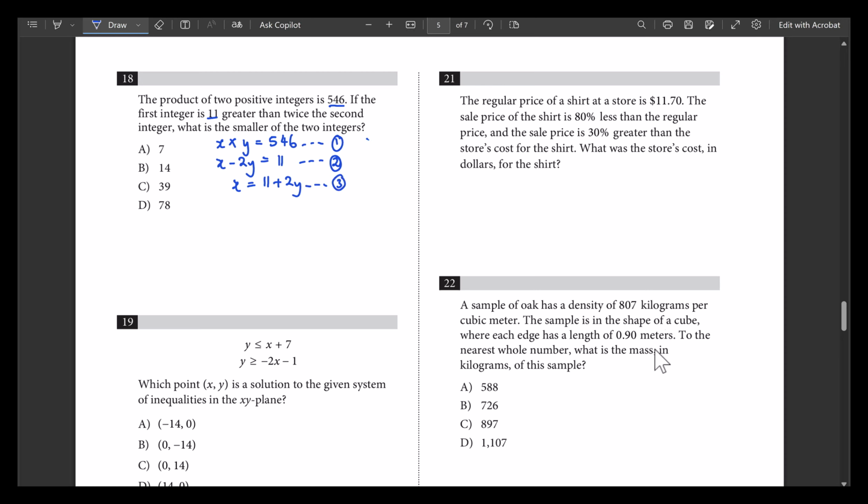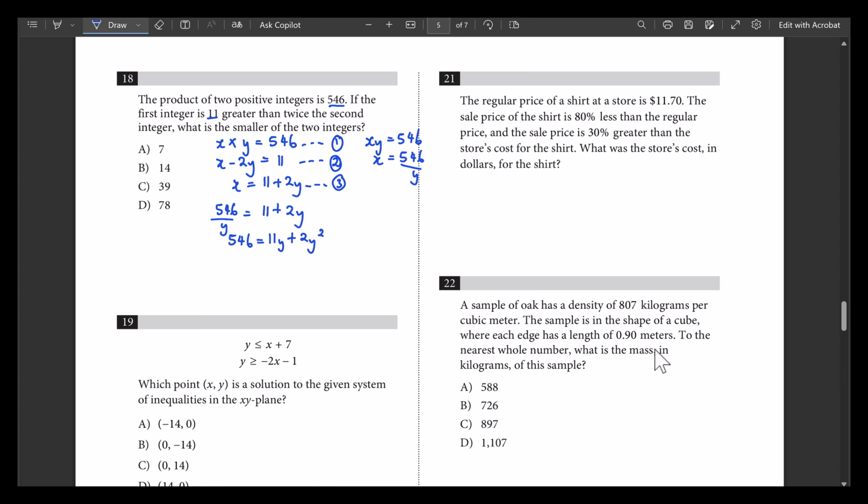From equation 1, we get xy is equal to 546, and we can also get the value of x by saying x is equal to 546 over y. Now we have two equations that are equating to x. Hence, I'm going to say 546 over y is equal to 11 plus 2y. Cross multiplying this, we get 546 is equal to 11y plus 2y squared.